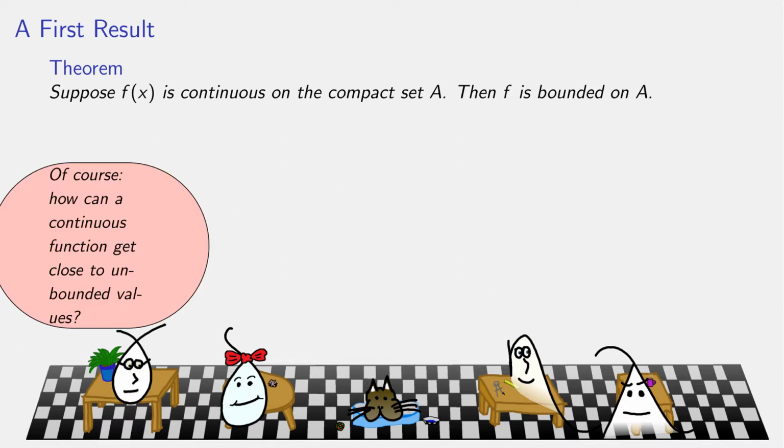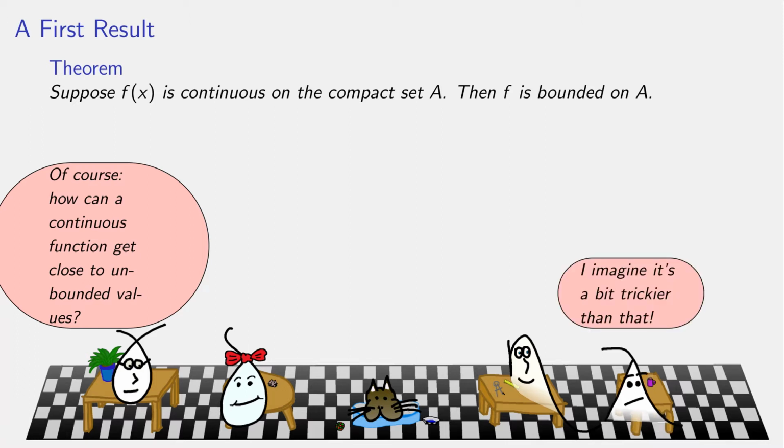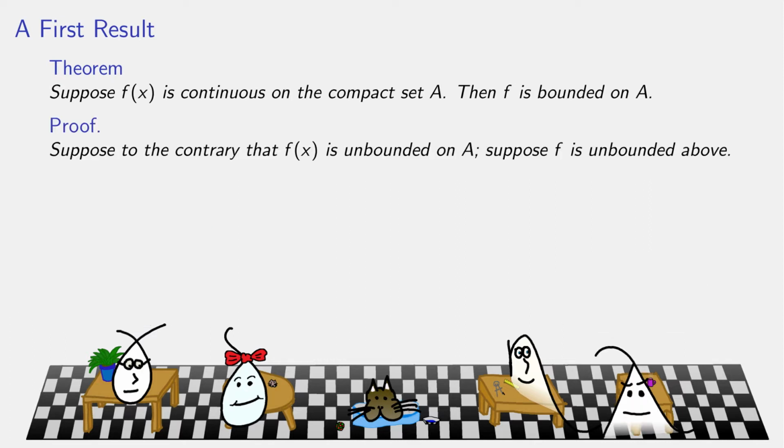So a continuous function has this property that limits commute with the function, right? So if it's unbounded, you're going to end up with a problem. And honestly, it's not much more tricky than that. So suppose to the contrary that f of x is unbounded on A. It's either unbounded above or below. We're going to go ahead and assume it's unbounded above.